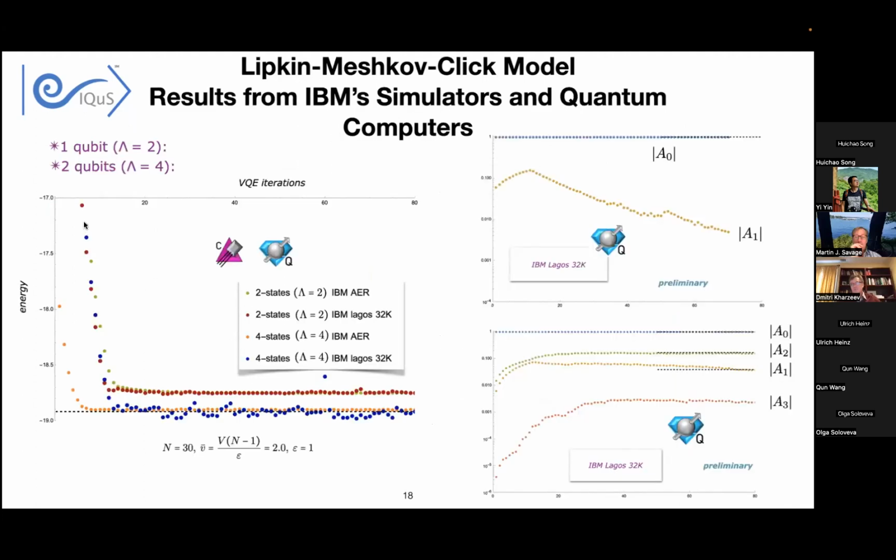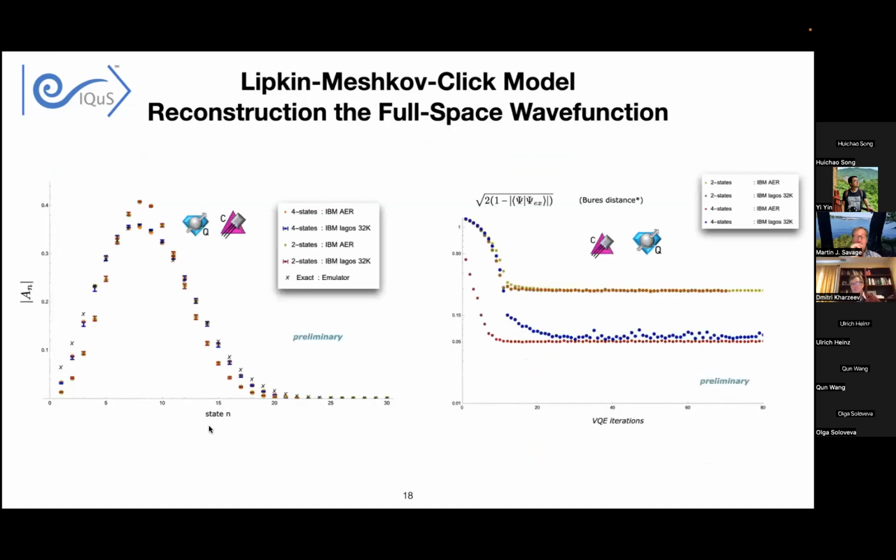For instance, the energy of the simulator versus the energy of the device. So this is IBM Lagos, and we use 32,000 shots. We're on 1 qubit and 2 qubits, and one sees one can recover the energies in an exponentially converging way, and one recovers the expected amplitudes well. And you can go, for instance, from a single qubit and 2 qubit calculation in the truncated space back to the full wave function, very efficiently for the Lipkin model.